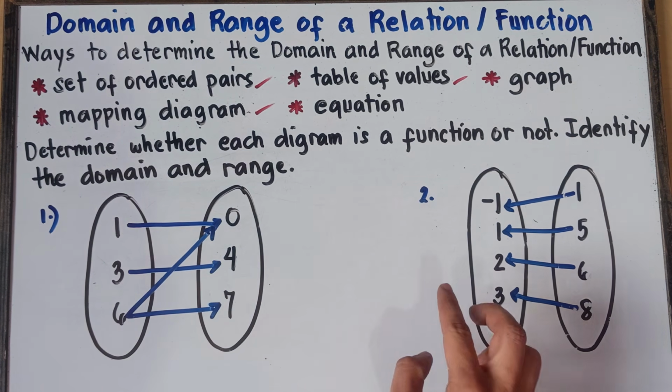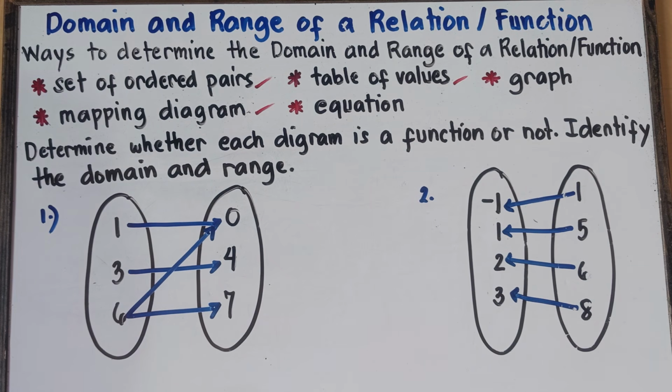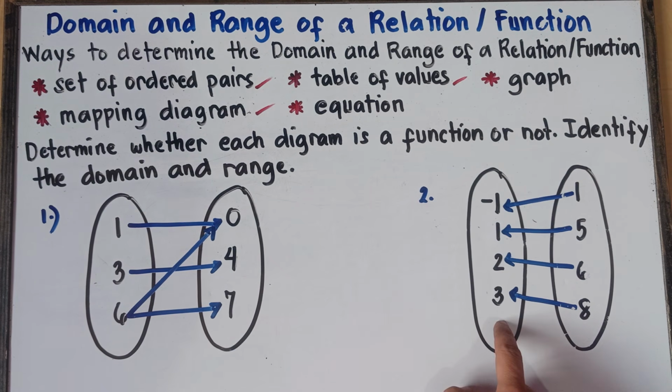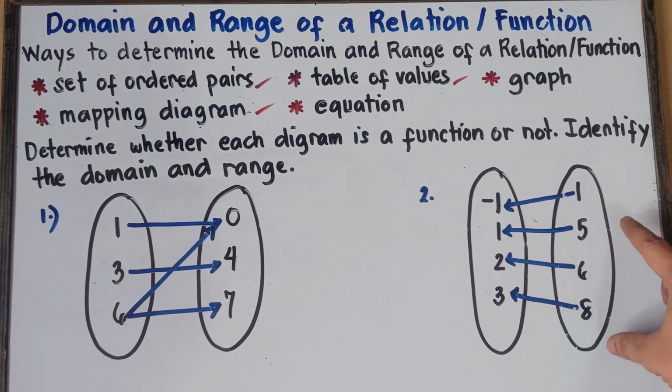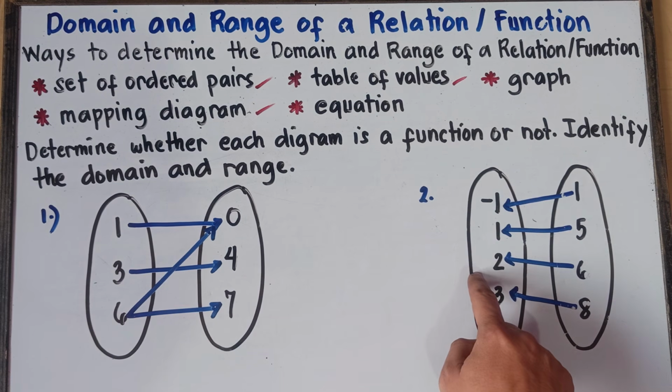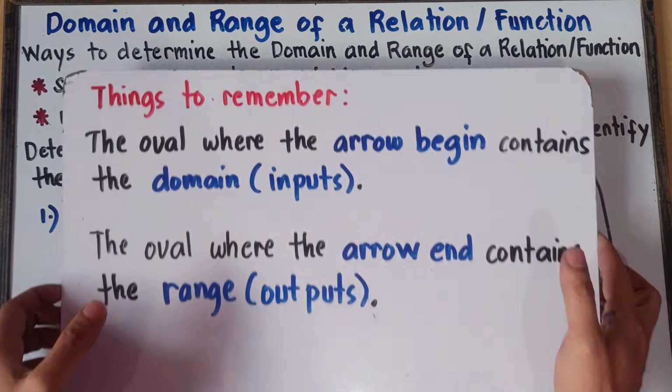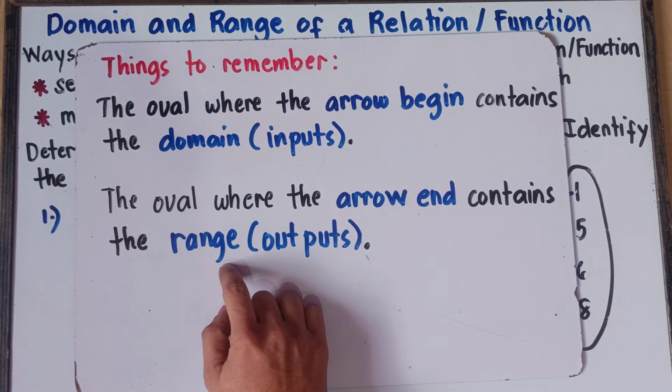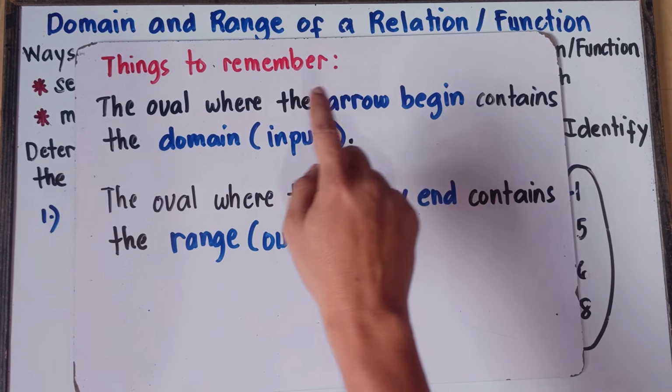Now, look at example number 2, class. The arrow begins, class, not here on the first oval. The arrow begins on the second oval. Therefore, this will be the domain. This will be the range because the arrow ends here. Once again, class, where the arrow ends is what we call the range. Where the arrow begins is what we call the domain.